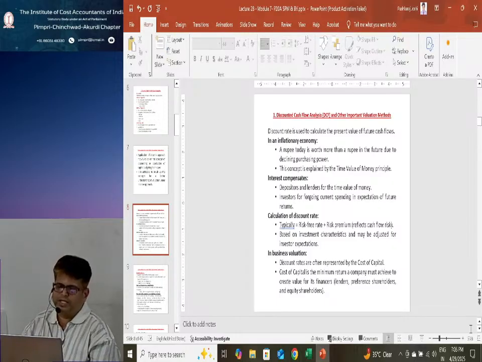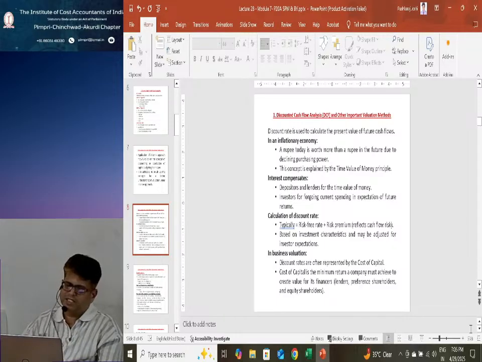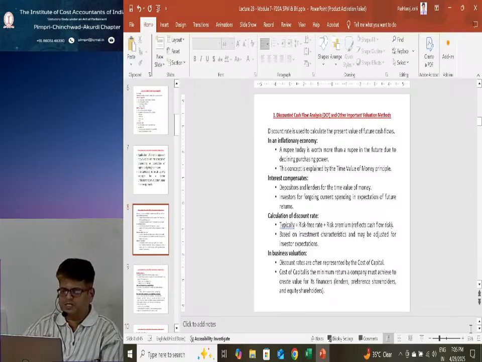Interest compensates depositors and lenders for the time value of money, and at the same time investors for foregoing current spending in expectation of future returns. Now, the calculation of discount rate is typically equal to the risk-free rate plus a risk premium, which reflects cash flow risk. This is the formula normally used for arriving at the discount rate. It is based on investment characteristics and may be adjusted for the investor's expectations. In business valuation, discount rates are often represented by the cost of capital. The cost of capital is the minimum return a company must achieve to create value for its financiers: lenders, preference shareholders and equity shareholders. So this is briefly what is meant by discount rate.